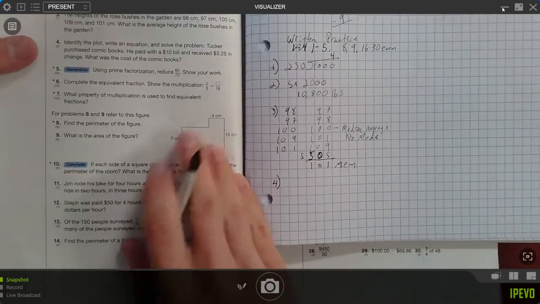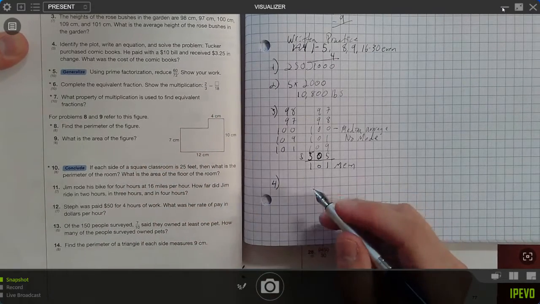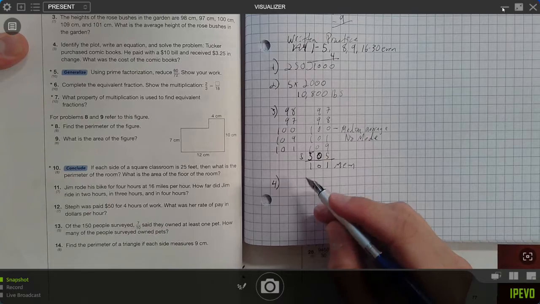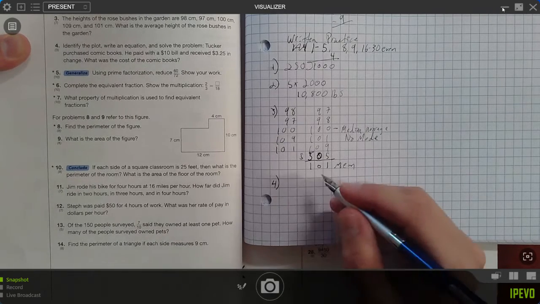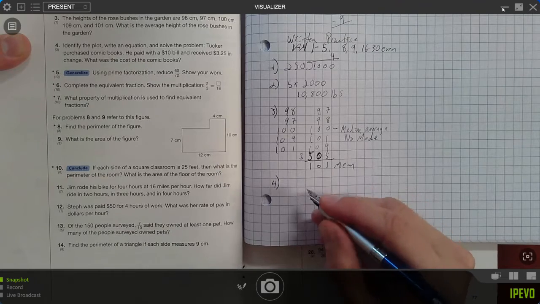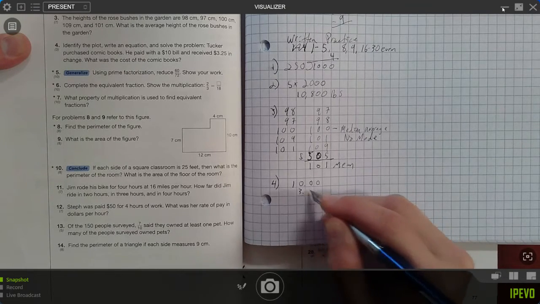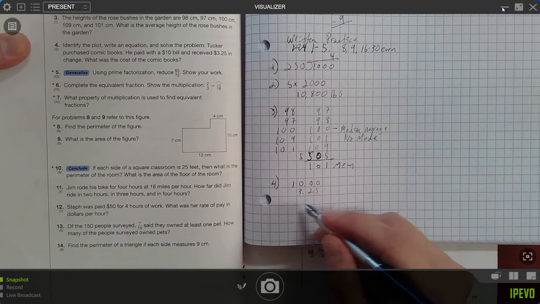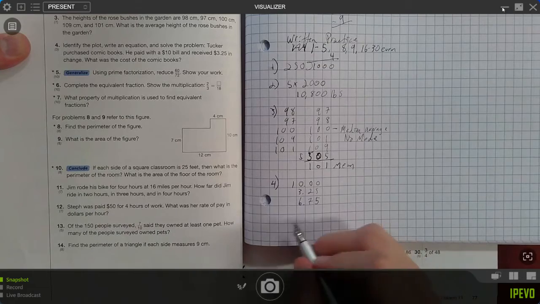Identify the plot, write the equation, and solve the problem. Okay, just solve the problem, guys. He paid with a $10 bill, received $3.25 in change. What was the cost of the comic books? So $10, minus 3.25, is 6.75. Okay.